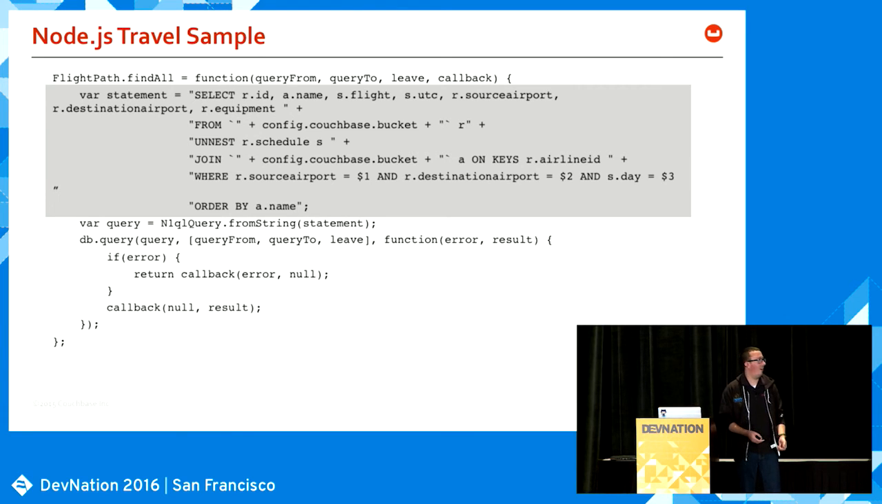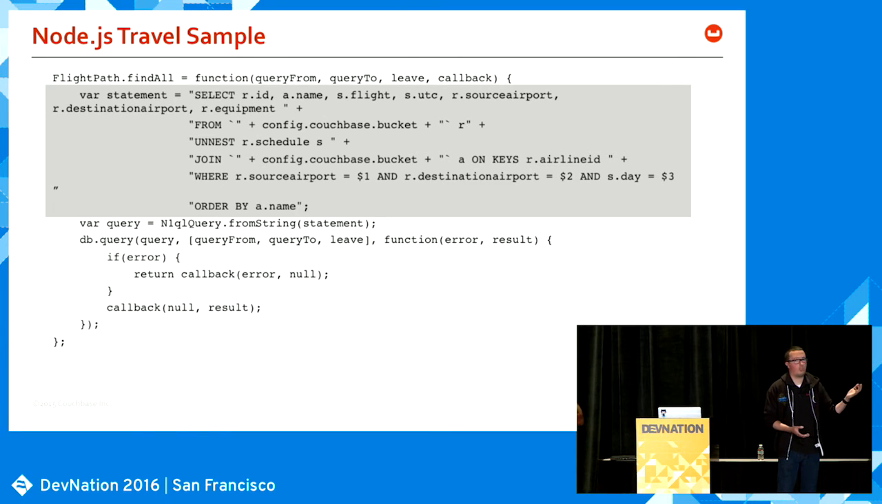Two different documents. We're selecting from our open bucket, aliasing that as R, let's call R routes, routing information. This routes data set has an array in it. We want to make it simpler to work with, so we're going to flatten that array. We're going to unnest it. So this scheduling information array is now flat at this point.